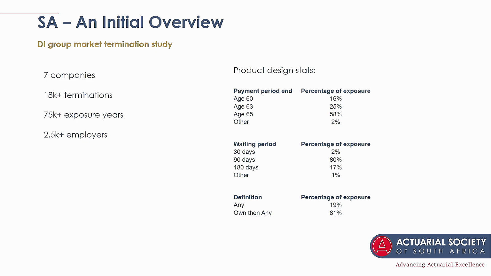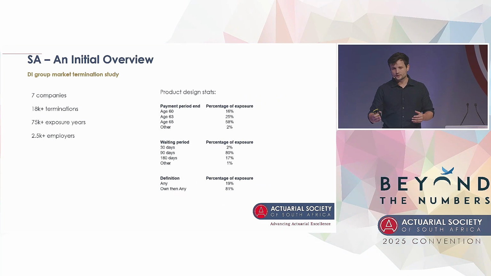What does the standard product in South Africa look like? We have retirement ages at 65 mainly. We've got waiting periods or deferred periods at 90 days, and then the definition is mostly own and any, and that just means that in terms of disability, you are assessed on your own occupation for the first period, 12 to maybe 24 months, and then after that on any kind of occupation that you can reasonably do or be trained to do.